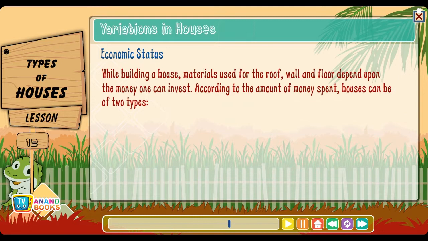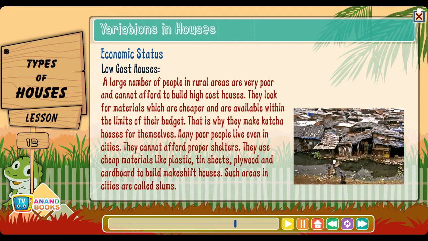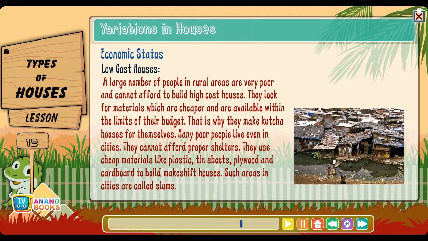While building a house, materials used for the roof, wall, and floor depend upon the money one can invest. According to the amount of money spent, houses can be of two types. Low-cost houses. A large number of people in rural areas are very poor and cannot afford to build high-cost houses. They look for materials which are cheaper and are available within the limits of their budget. That is why they make kaccha houses for themselves.